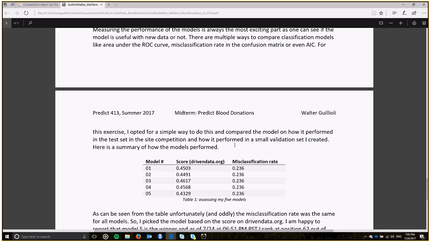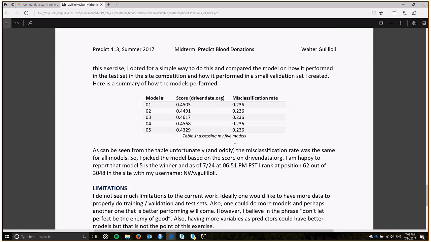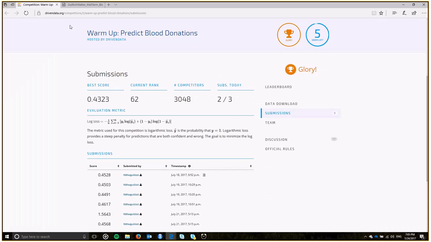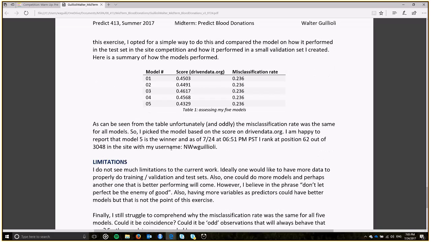My best model was number 5 that has all the interactions, and I got a pretty good score. I was just looking at the site right now as of July 24th at 7 p.m. here in Seattle, and I'm at 62 out of 3,048 people. So very pleased about that.